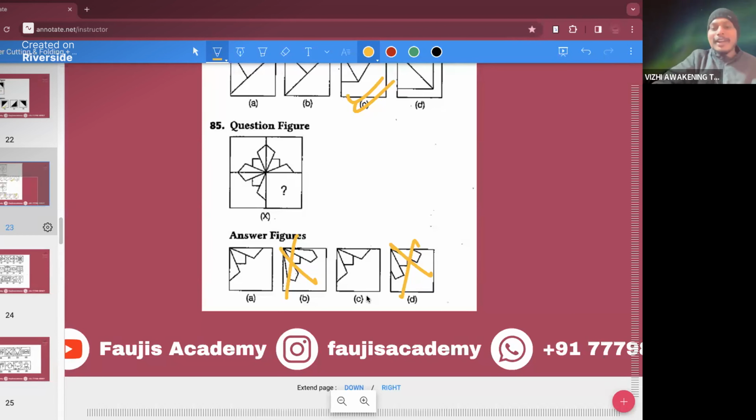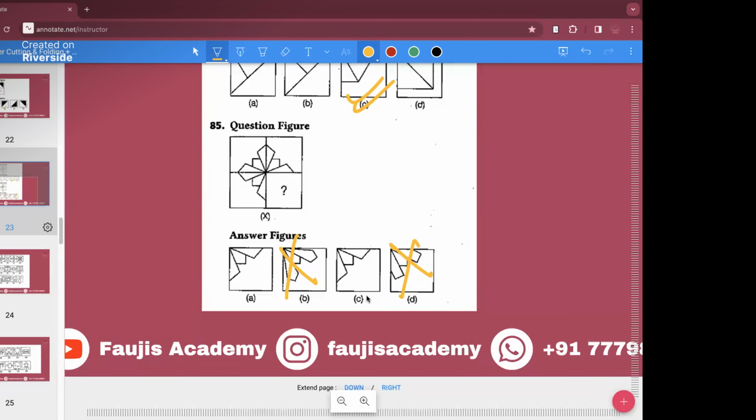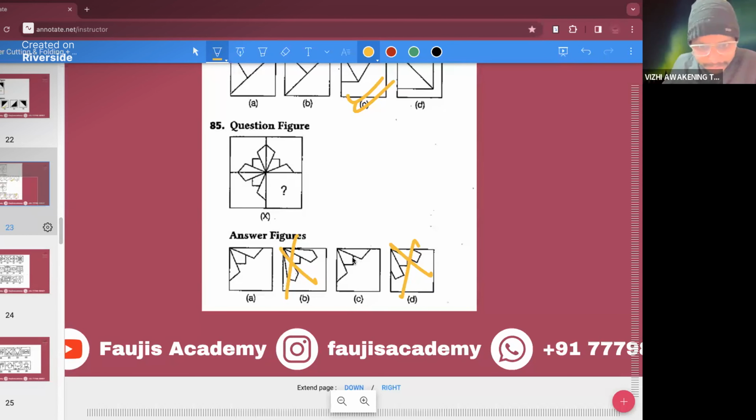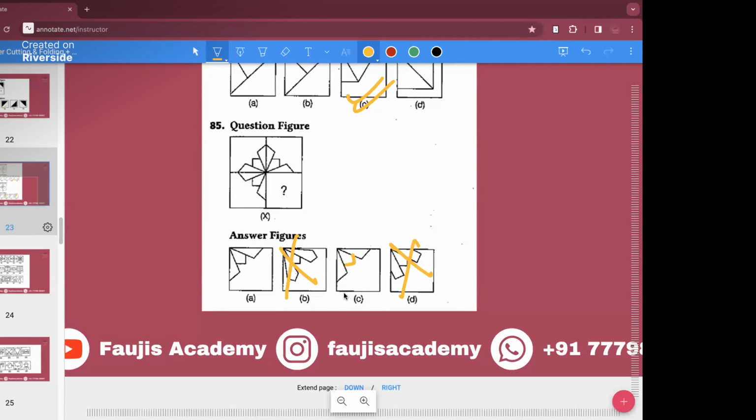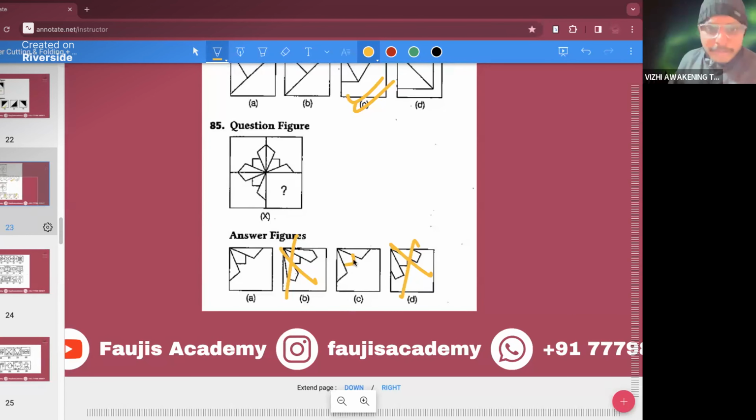What is the difference between A and C? Sir, the perpendicular line is a little bit darker. Okay. Even in the question, the exact opposite is dark. Good observation. Good observation.